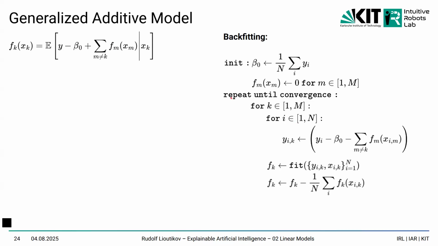But the idea is that now we can look at the individual features independently, fit the model for the remaining features, and use the model learned for the remaining features to fit the current feature. Does it make sense?